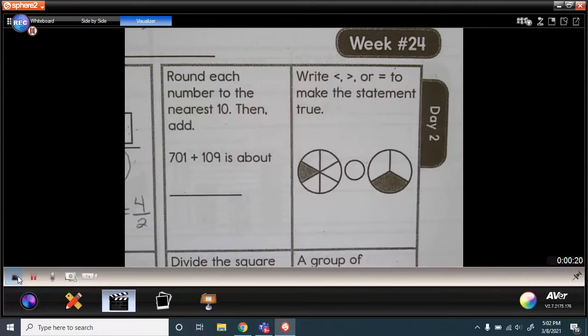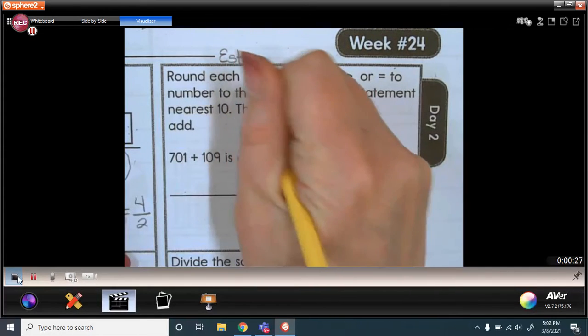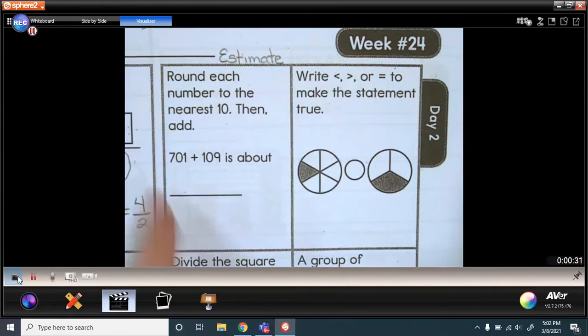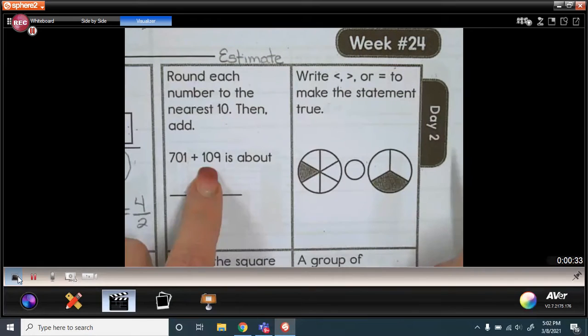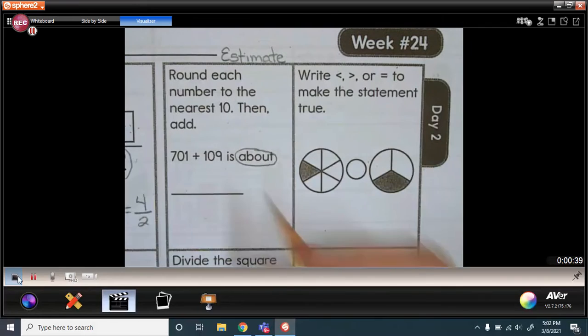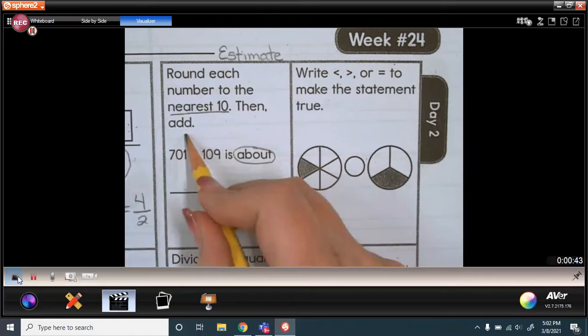Let's look at our first problem. It has to do with rounding, and we can also call that estimating. When we estimate, we are thinking about how much 701 and 109 would be. Not exactly, but about. The keyword there is about. So it says for us to round to the closest 10, then add.